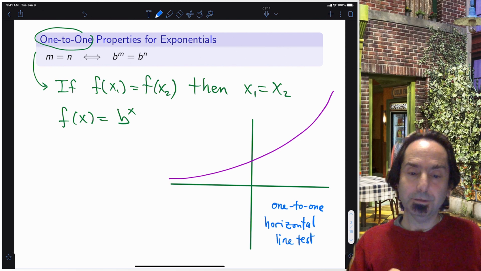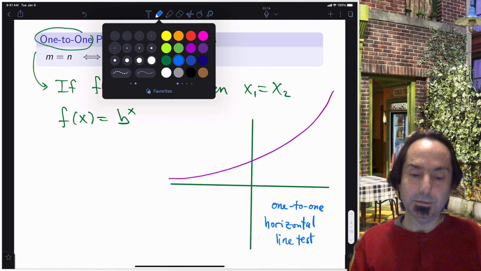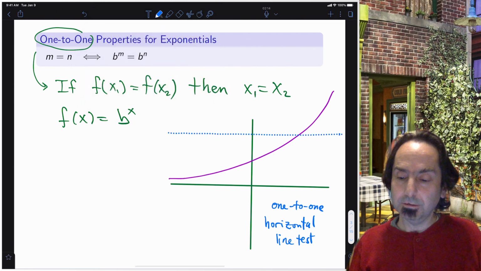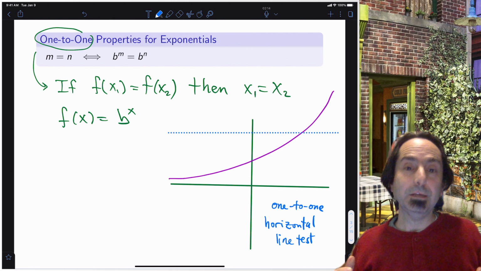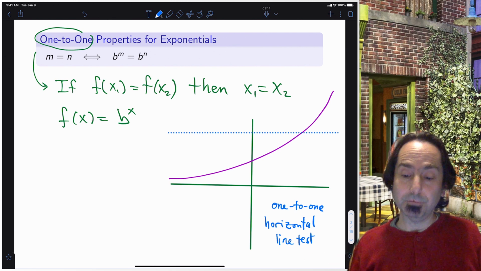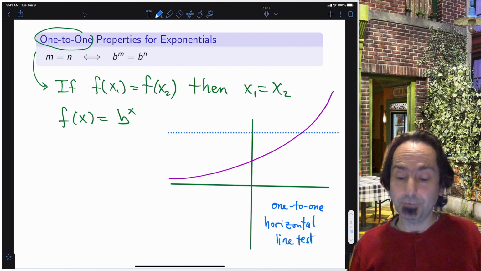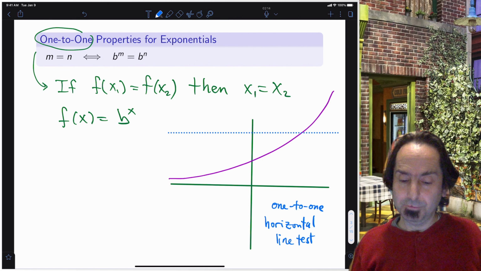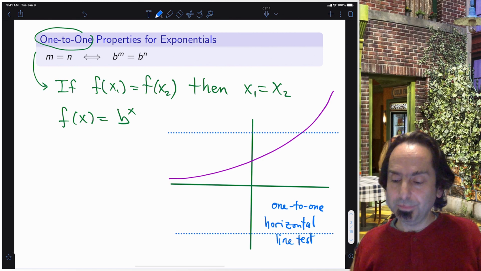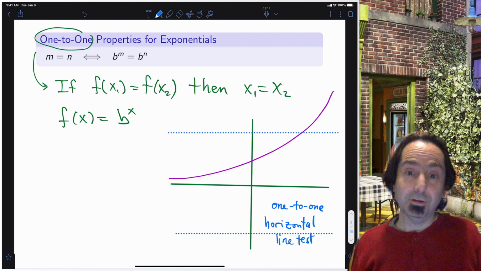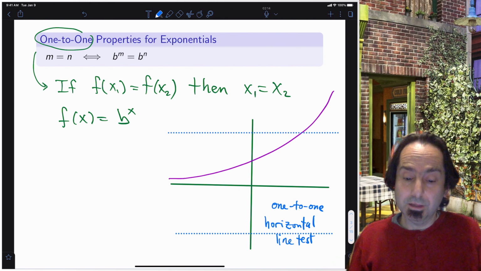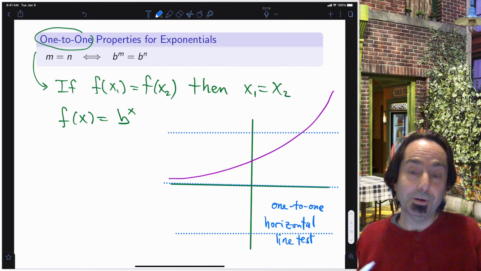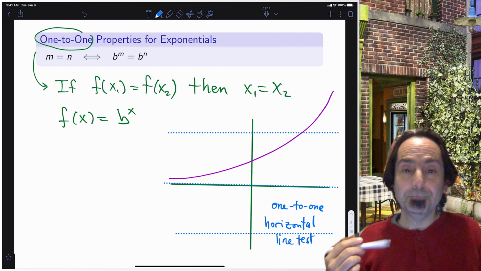And for that, let's get a nice dotted line. If you take a horizontal line, it can only cross the function at one point. So there it crosses at exactly 1 point. That's for a y value in the range of the exponential function. If we take a y value that's negative, so outside of the range, it doesn't cross the function at all, and that includes the asymptote y equals 0, no intersection because 0 is not in the range.